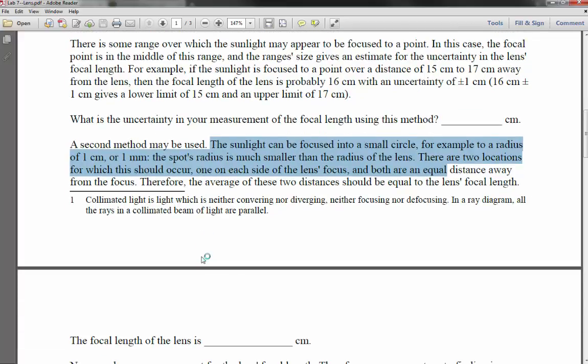Basically any time you're focusing the sunlight into a circle that is larger by a significant amount than the focal spot size and smaller than the actual size of the lens by a significant amount, there will be two locations at which this happens, and the average of the two distances should also equal the lens's focal length.